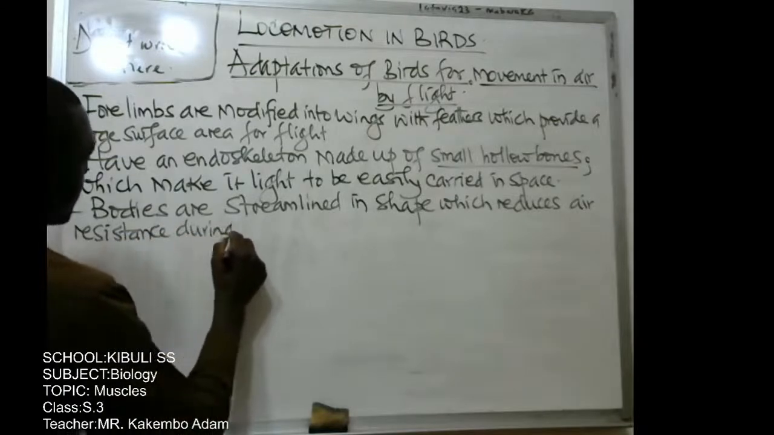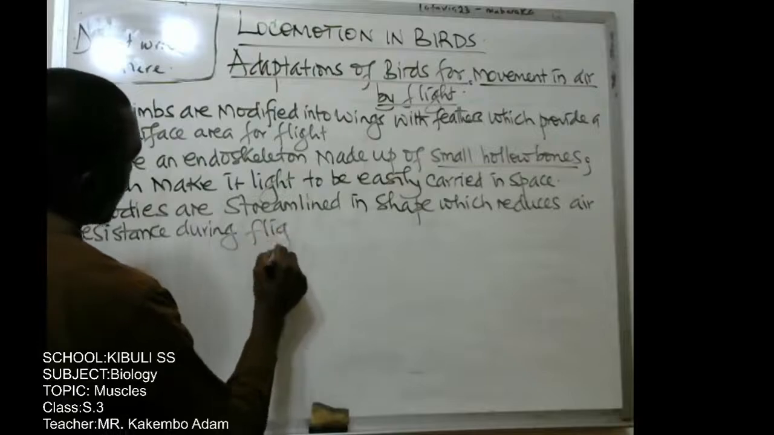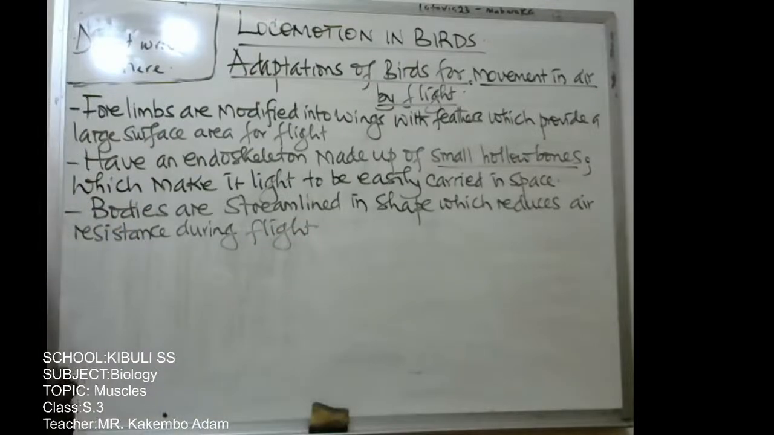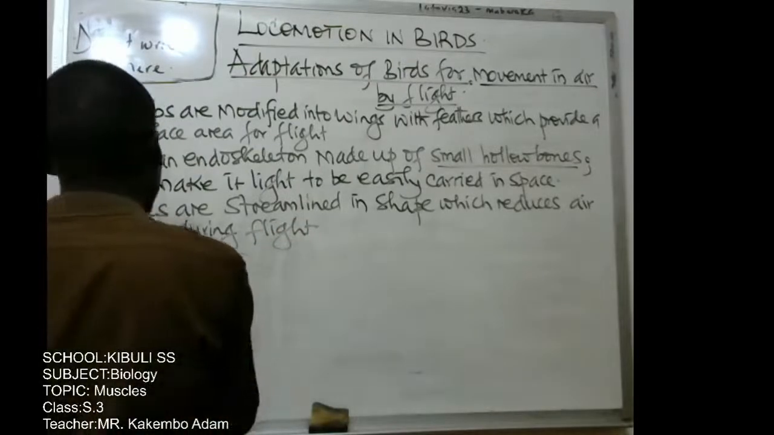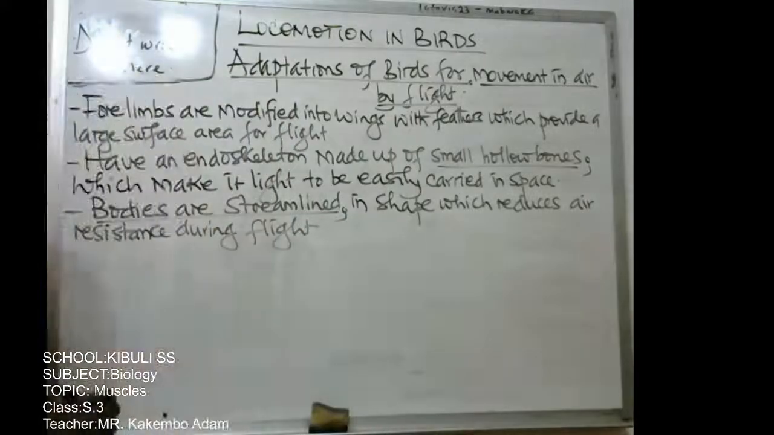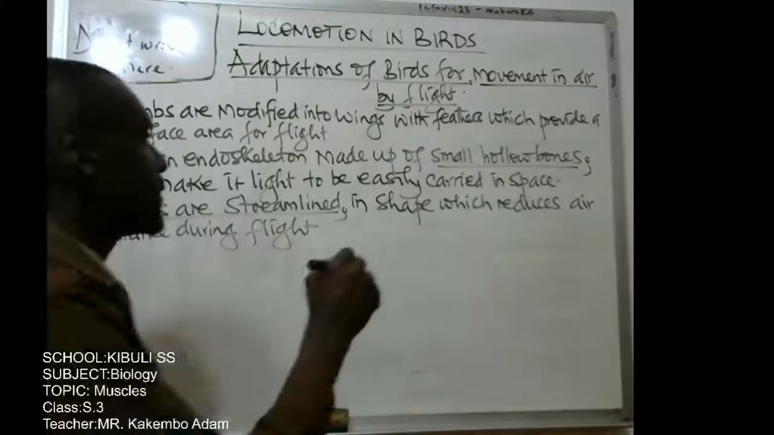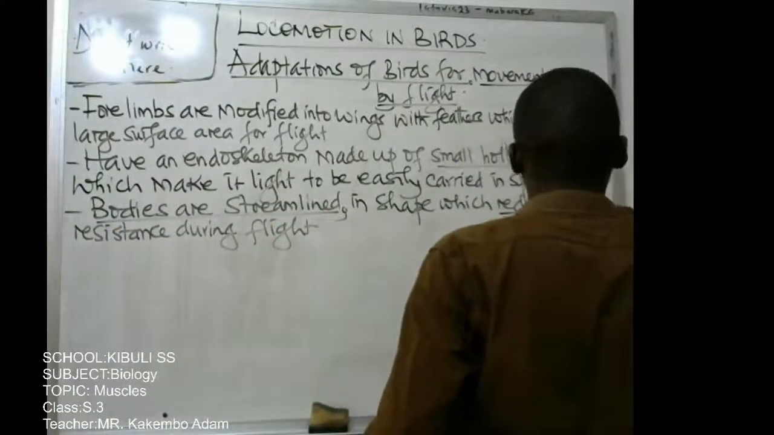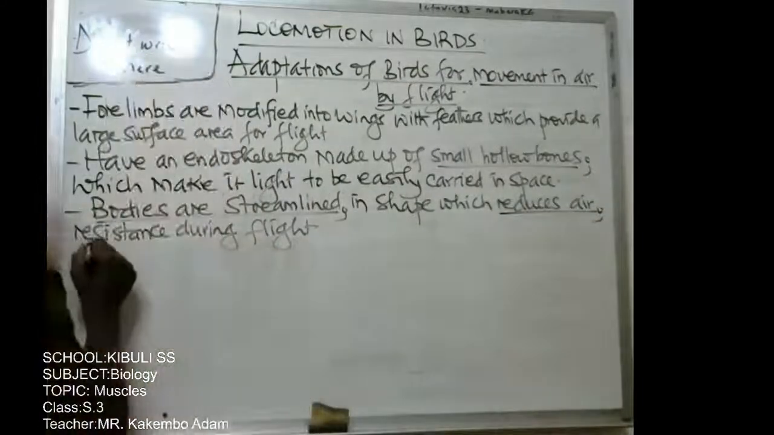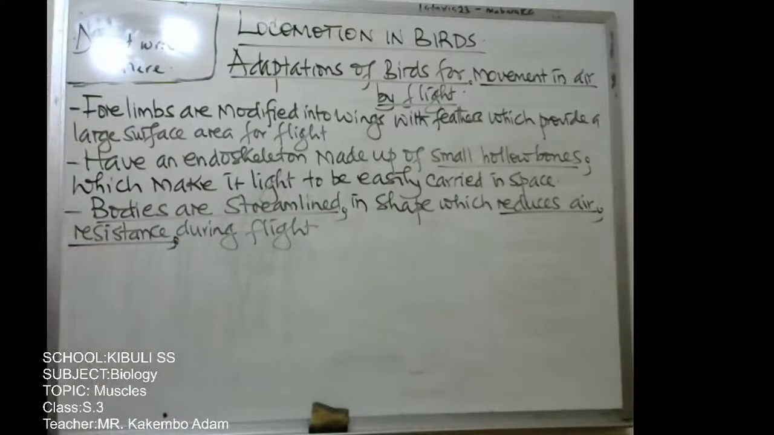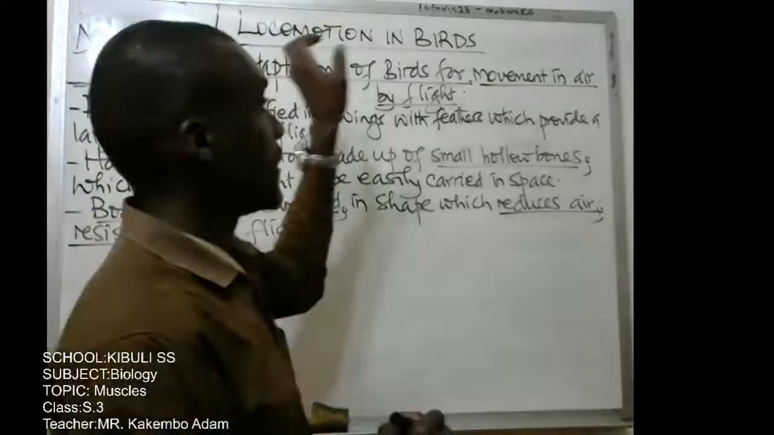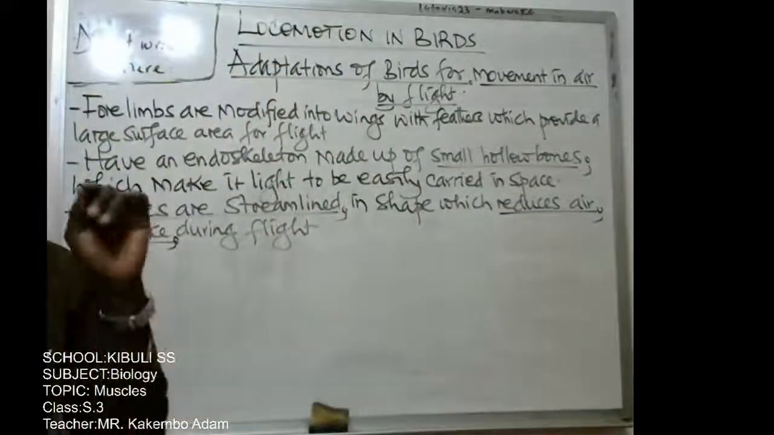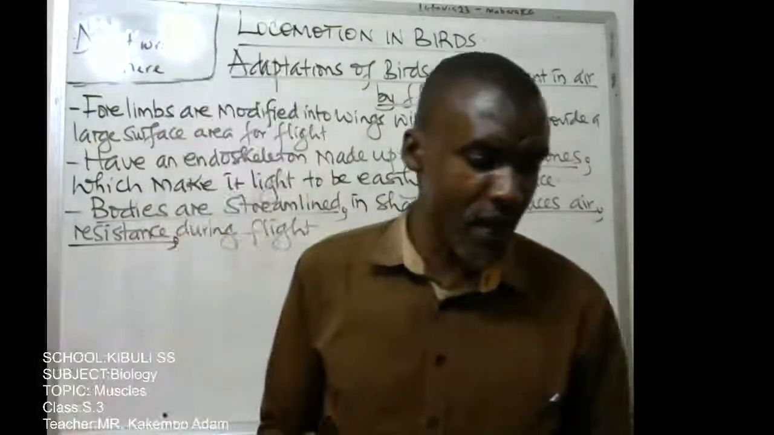Please, you take note. We mentioned the adaptive feature as streamlined body. That is the feature, related to the function. Being streamlined reduces air resistance. That is how you score a mark. Right? That is how you score a mark. State adaptation to the function. The feature to the function.